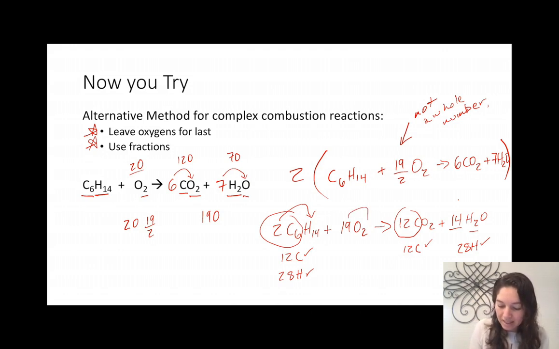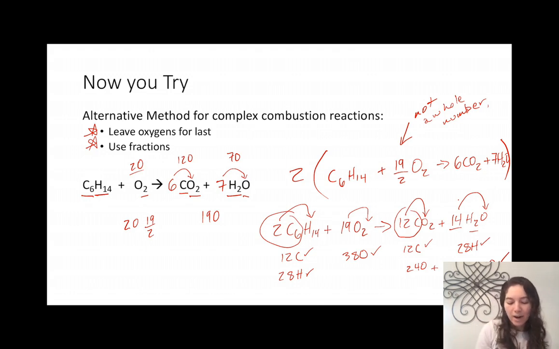So we've got 19 times 2 on this side. It's 38. So that's 38 oxygens. Let's check our other side. We've got 2 times 12. So that's 24 oxygens plus this 14 here, plus 14. And that's going to give us 38 oxygens. So it worked. Our trick worked.